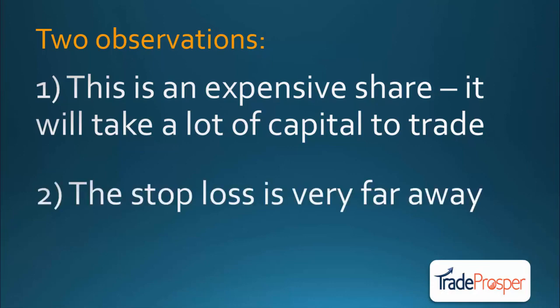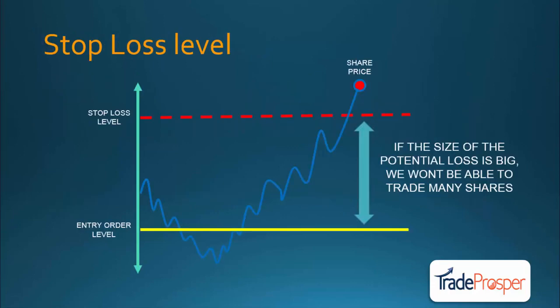The second observation is that the stop loss is quite far away. Now remember, we were speaking about using a 1% risk of capital rule. And Mike pointed out that with stocks being so volatile, we can't really afford to have the stop loss so close that we run the risk of the position being triggered unnecessarily.